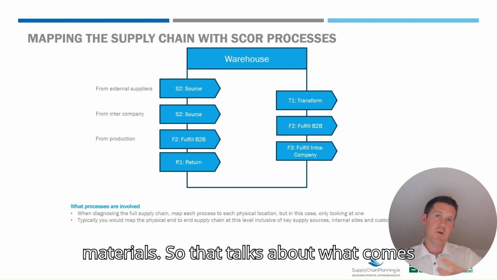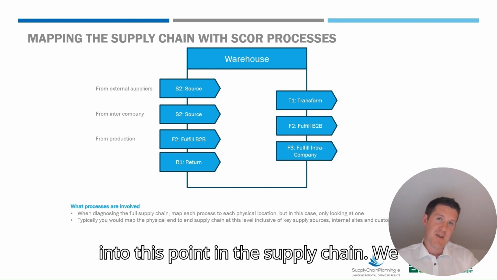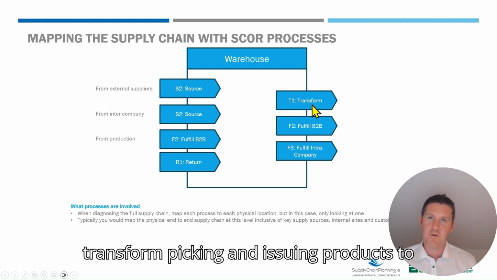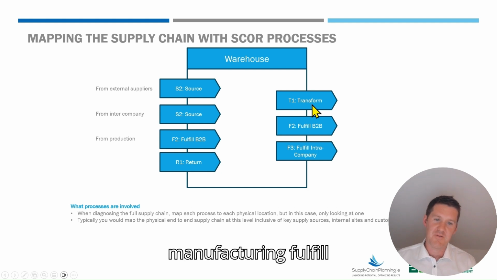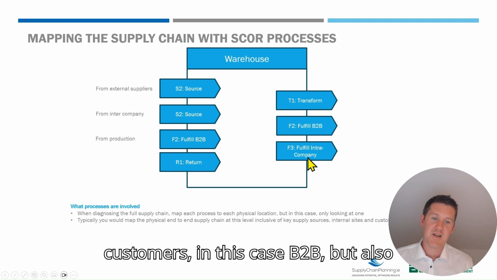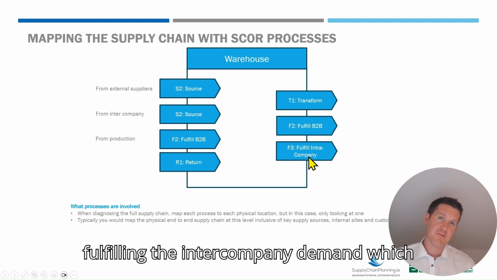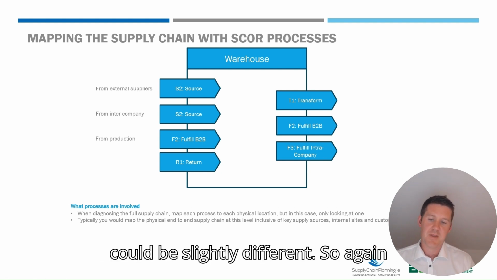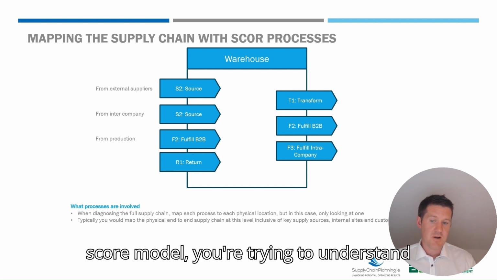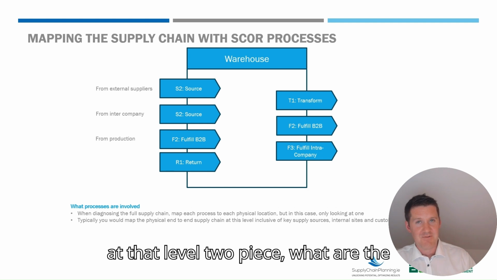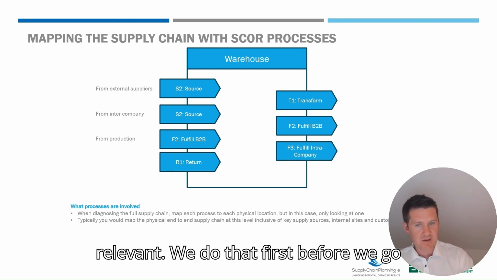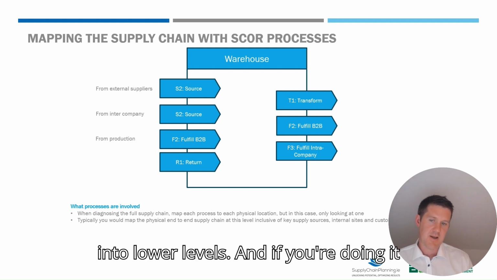So if that talks about what comes into this point in the supply chain, we also then need to look at how products are moving out of it. So we've got the transform, picking and issuing products to manufacturing, fulfill customers, in this case B2B, but also fulfilling the intra-company demand, which could be slightly different. So again, with this, and it's a step you do with the SCOR model, you're trying to understand at that level 2 piece, what are the parts of the supply chain that are relevant. So we do that first before we go into lower levels.